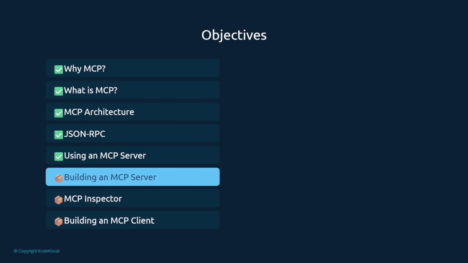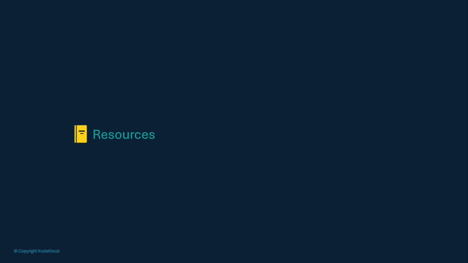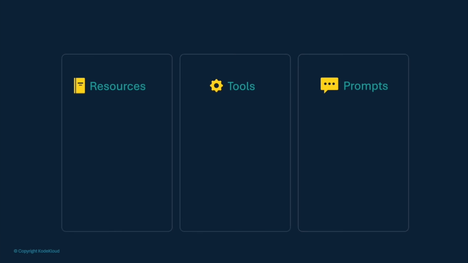We'll now see how to build an MCP server. So far, we've learned that MCP servers have three components: resources, tools, and prompts. Now, what would these be for our situation in our use case?